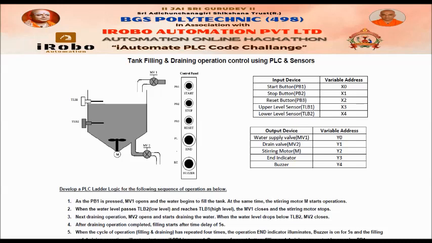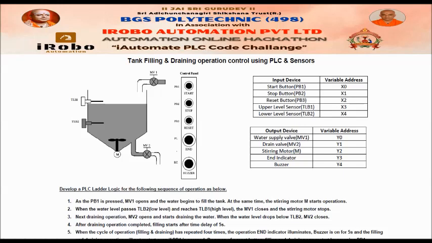The end indicator stays illuminated continuously, but the buzzer will be on for only 5 seconds and then immediately it should be off. And filling and draining operation will not restart even if PB1 is pressed. Even though the start button is pressed, it should not restart. Only by pressing the reset button can filling and draining restart by pressing PB1, the start button. And one more thing is the stop button. If you press the stop button, every operation should be stopped, right? So that is the requirement.